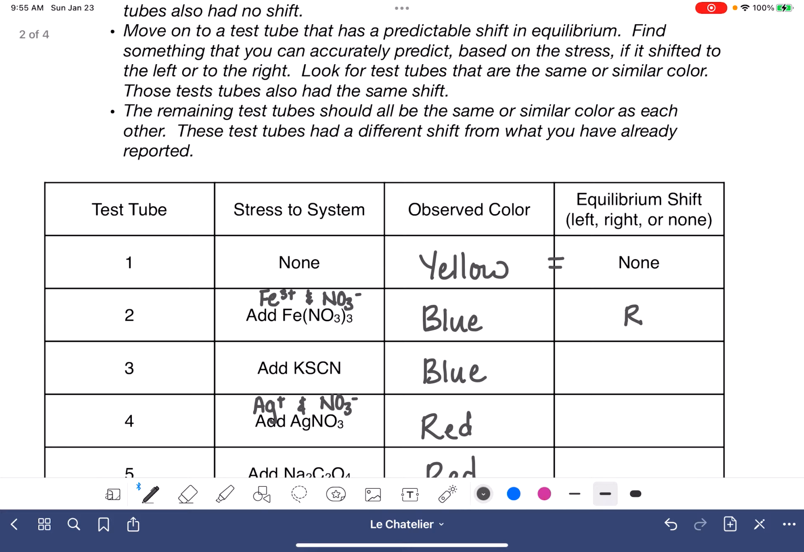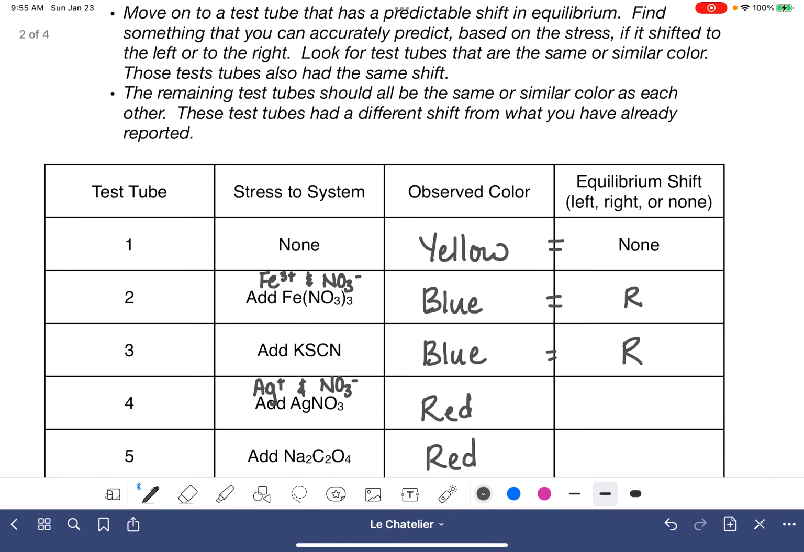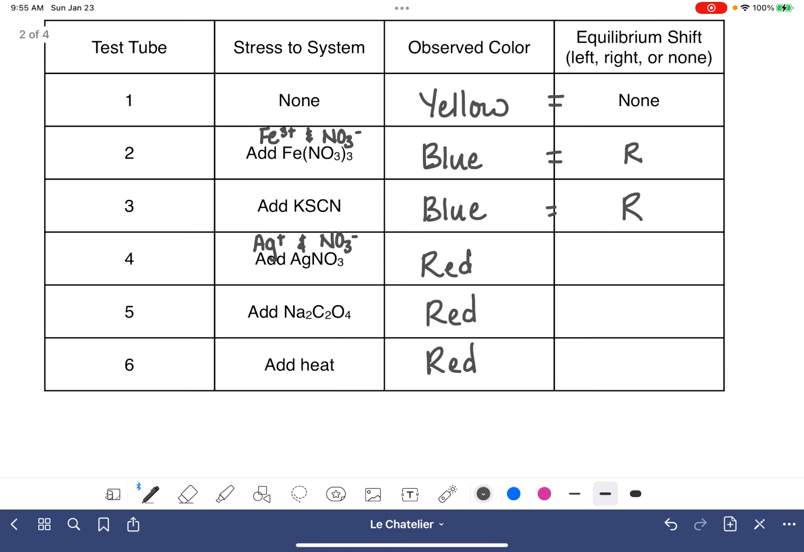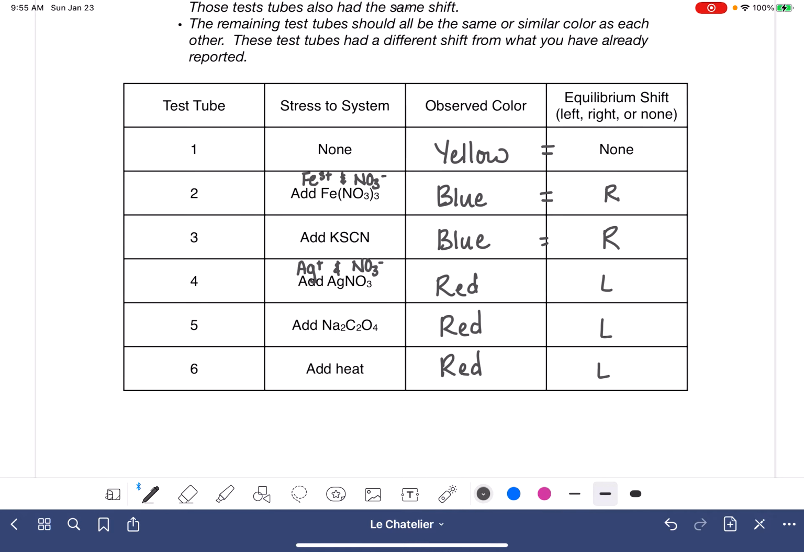Now, we also just figured out that anytime we see the color blue, that corresponds to a shift to the right. So that tells us that test tube number 3 also shifted to the right. And we don't even really have to look at the equation anymore. For test tube number 4, it turned red. We know that it did not shift, that would be yellow. It didn't shift to the right, that would be blue. So that means that these 3 must have shifted to the left.